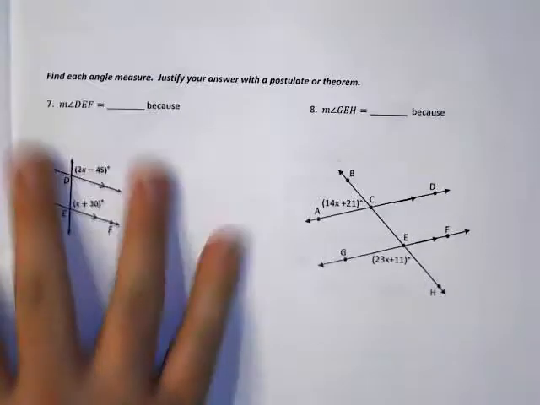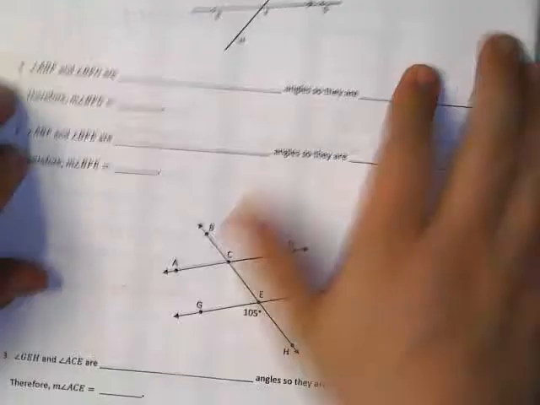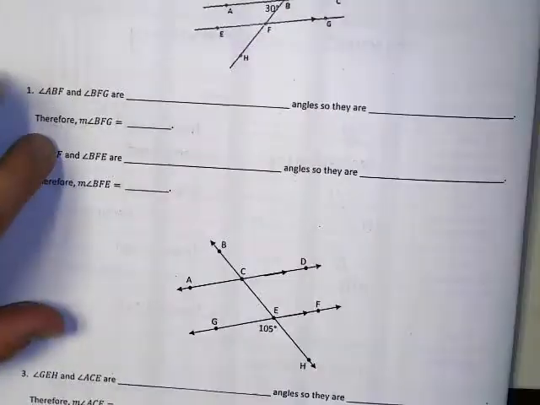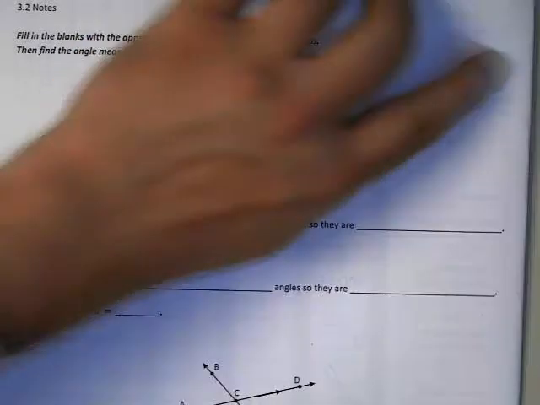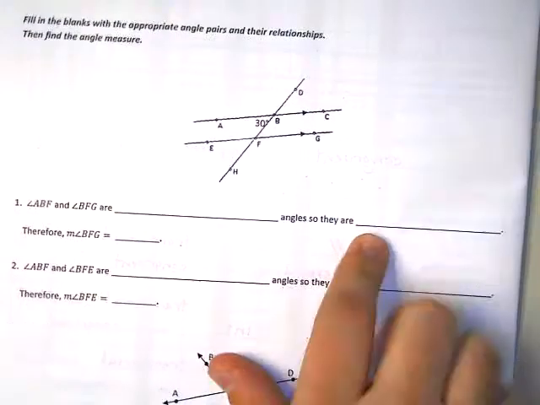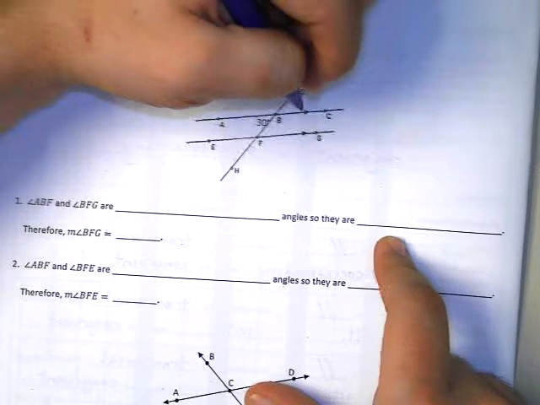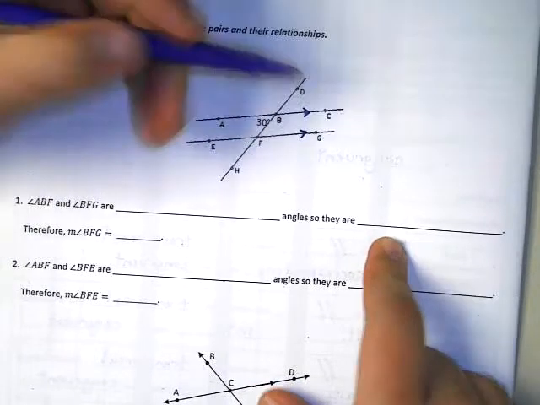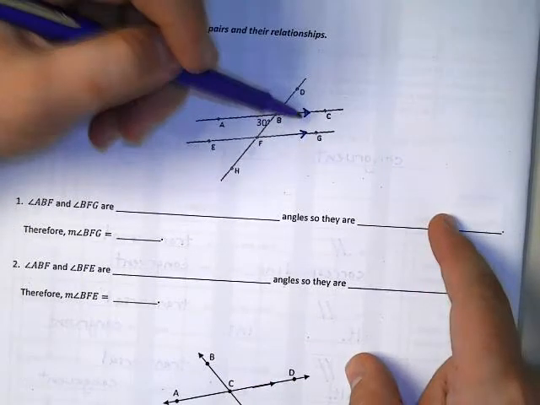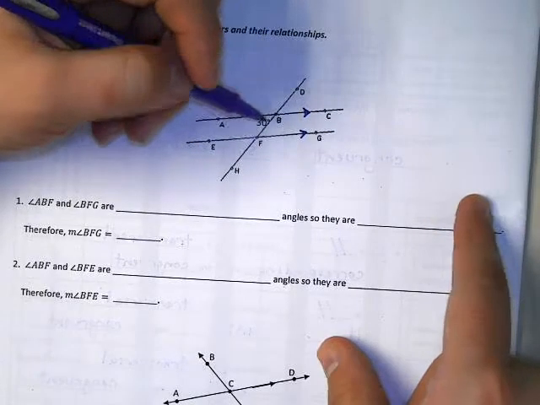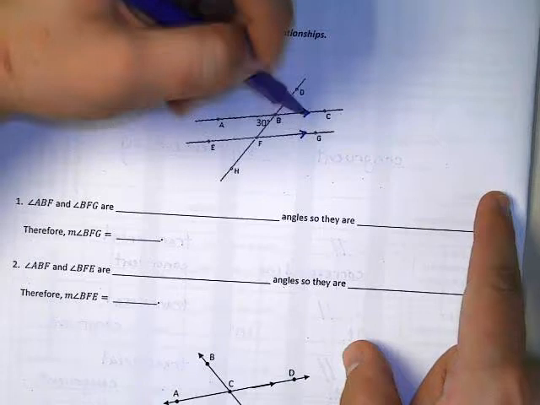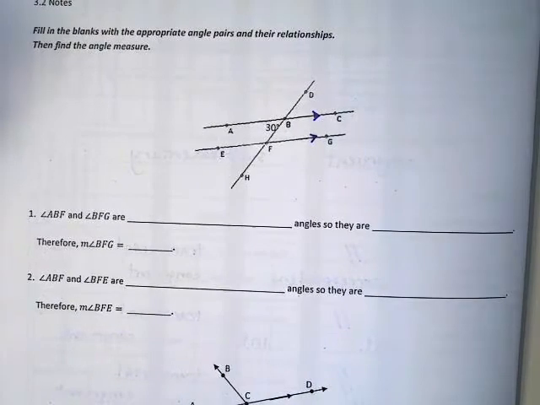Alright, so now let's put this into action. Here is our first example up at the top, and we have two parallel lines. We know they're parallel because of the markings. Just like how congruent segments have tick marks and congruent angles have arc marks, parallel lines have these little arrows that show they are parallel to each other.